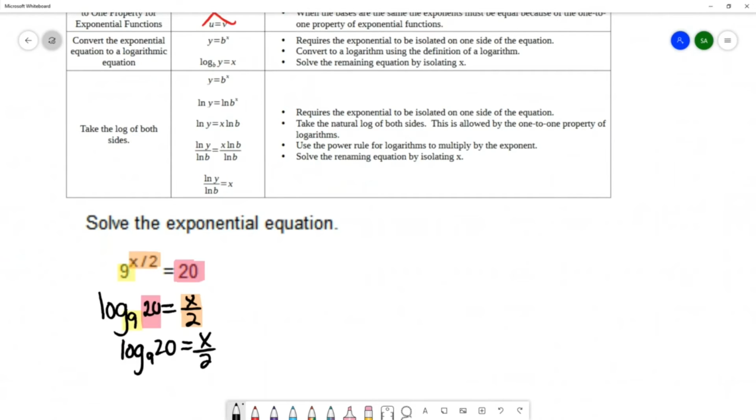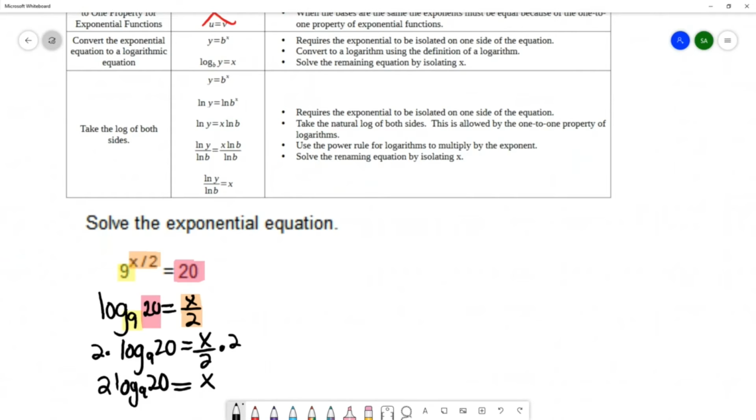Then we need to solve for x, so we would multiply by 2 on both sides, and that gives x equals 2 log base 9 of 20. So that's solving it with the method of converting to a logarithm.